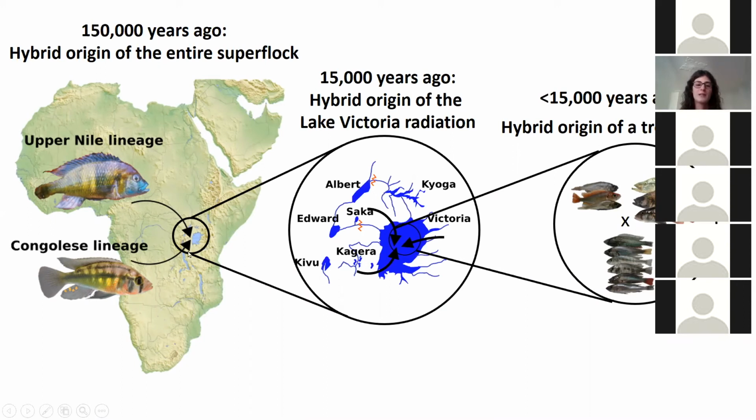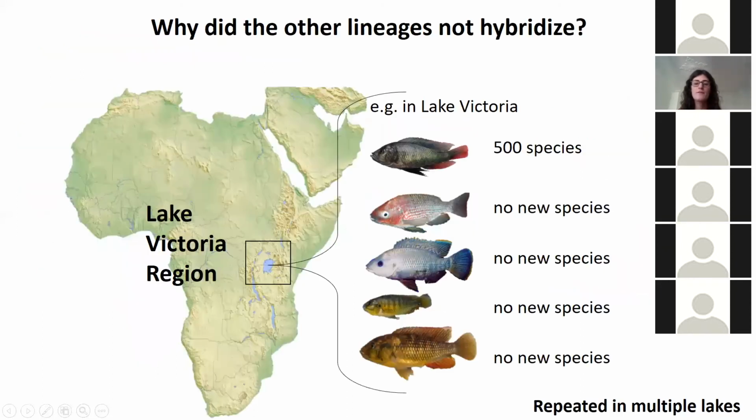So we find that hybridization affected the very beginning of the entire superflock, the beginning of the Lake Victoria radiation after it desiccated, and even within the radiation, new ecological groups emerged via hybridization. So basically, it seems that hybridization and then resorting of this admixture variation played a very important role throughout the evolutionary history of these cichlids. But now, if hybridization is so beneficial to adaptive radiation, why did these other cichlids not hybridize?